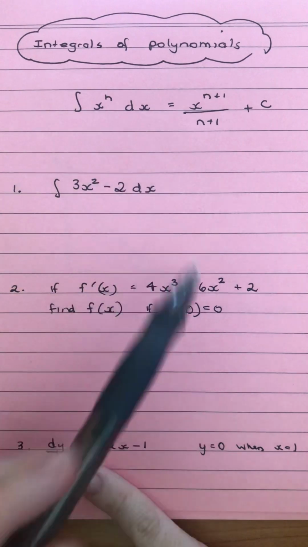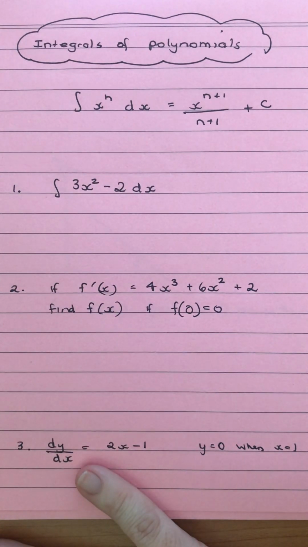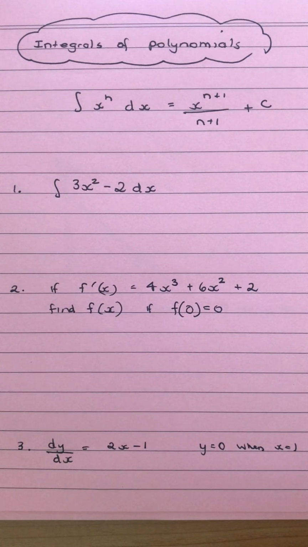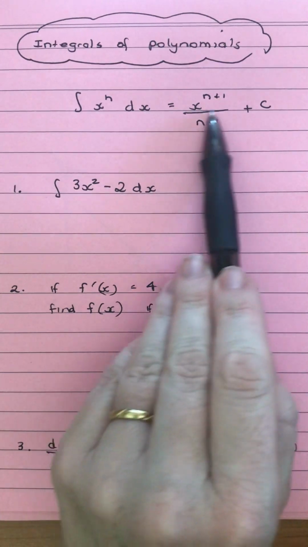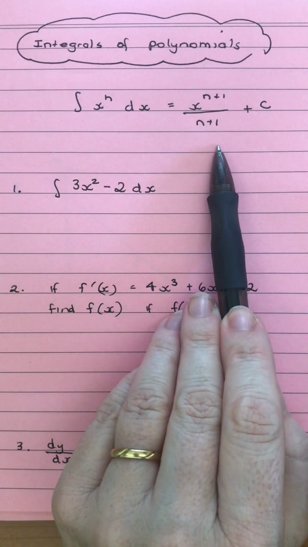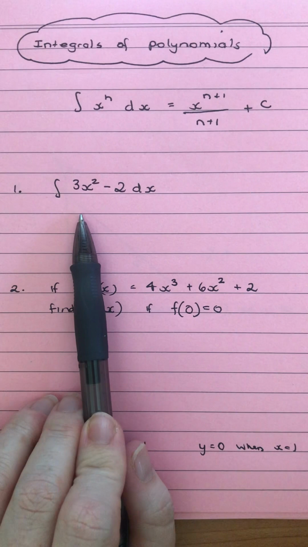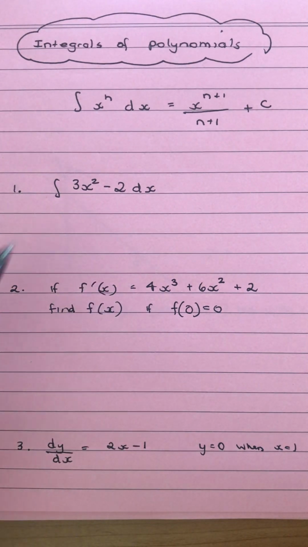Now what we're doing here is the opposite of finding the derivative, or the opposite of differentiating. So we're going to do the opposite things that we would have to differentiate. When we differentiated, we subtracted 1 from the power and we multiplied by the power. So here we are adding 1 to the power and we're dividing by that new power. So here's a couple of examples that show different ways that this can be presented.